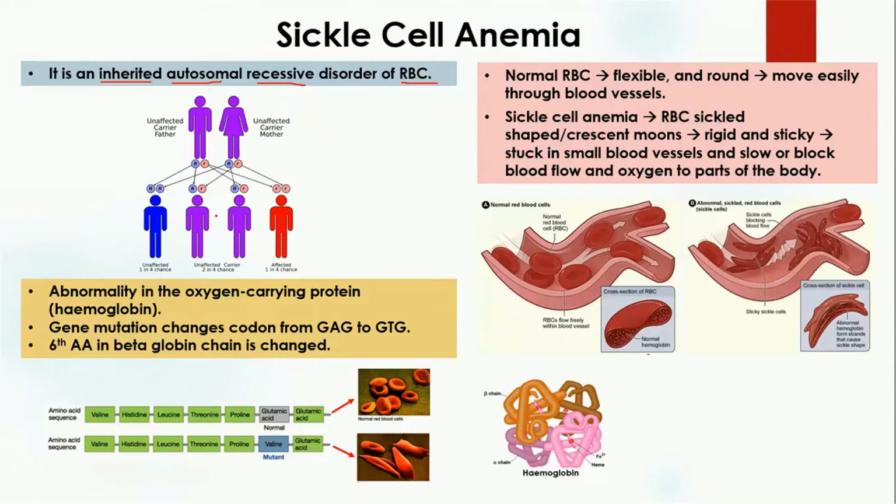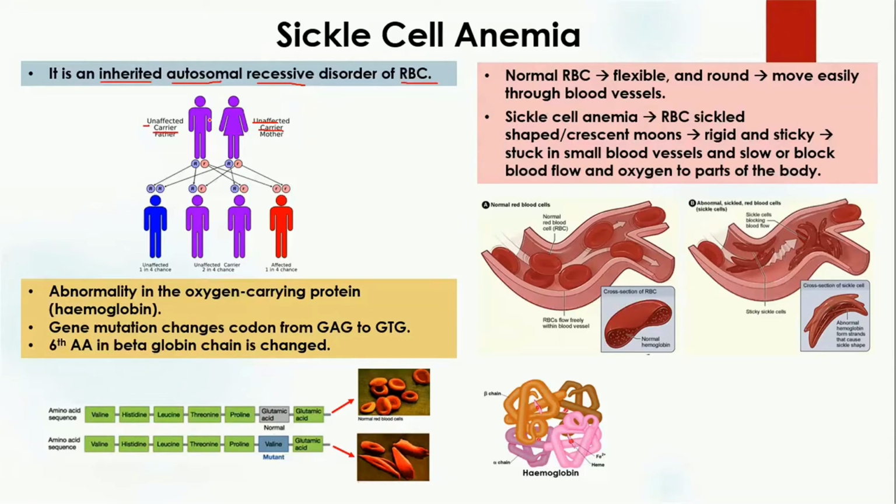Here you can see the transfer of sickle cell anemia from the parents to their offspring. Here is the unaffected carrier. Carrier means that this father contains the gene which can cause sickle cell anemia. Similarly, the mother is also unaffected, but she is also a carrier.